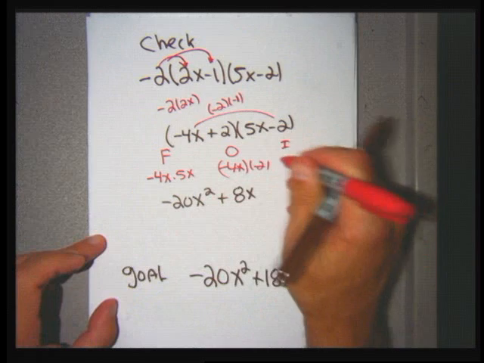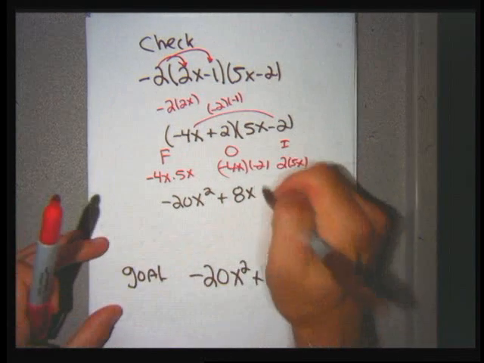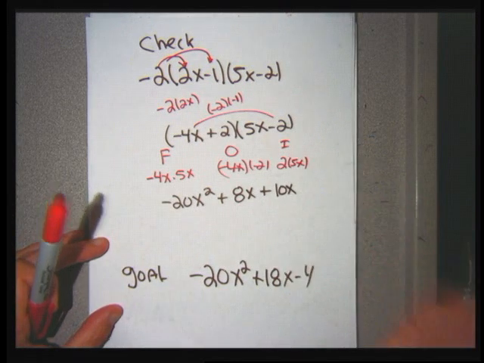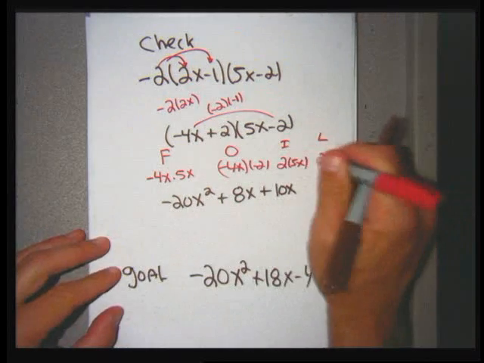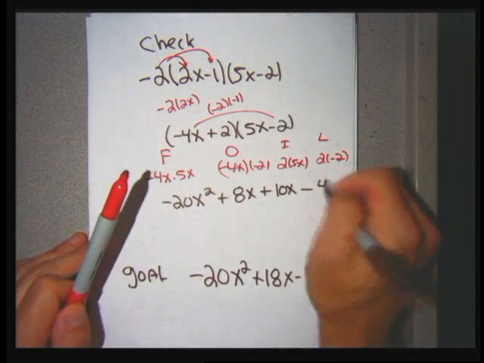My inners are a positive 2 times a positive 5x. There are a couple positives, so I get a positive. I multiply the 2 and the 5 and get a 10. I leave the x alone. My last are a positive 2 times the negative 2. Positive times the negative is a negative. 2 times 2 is 4.